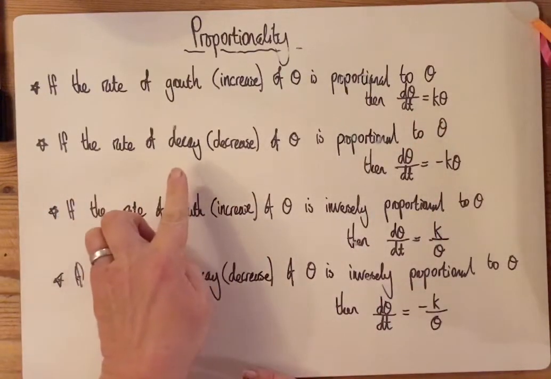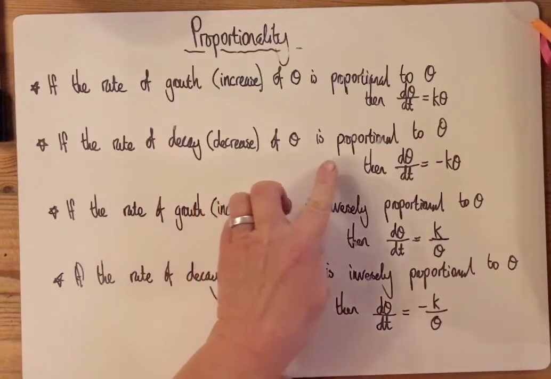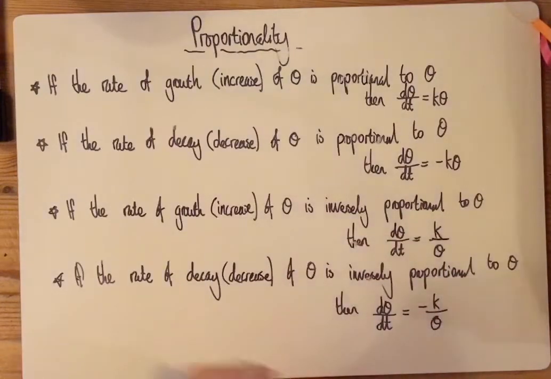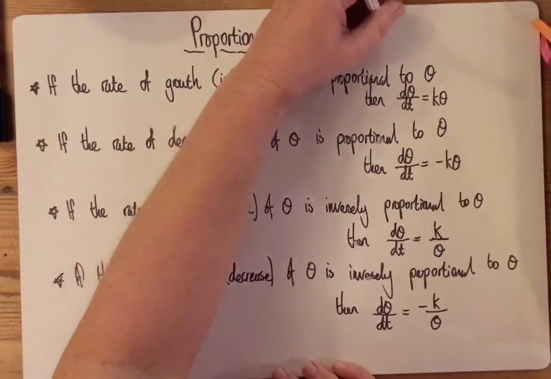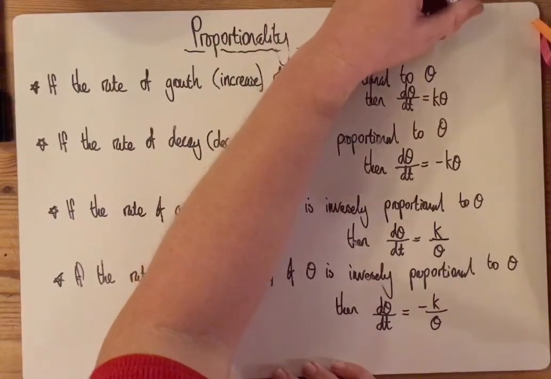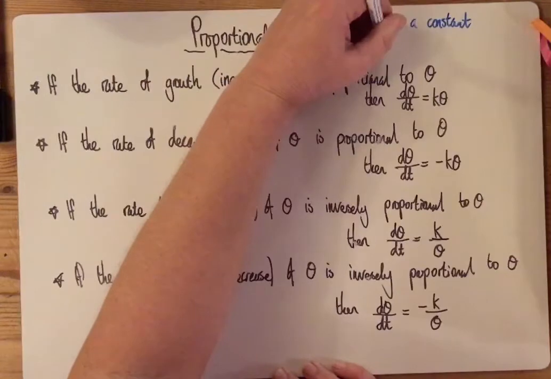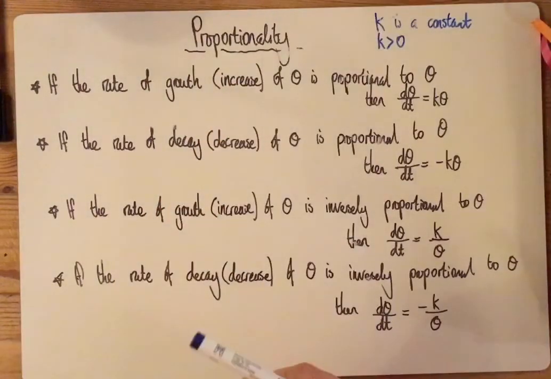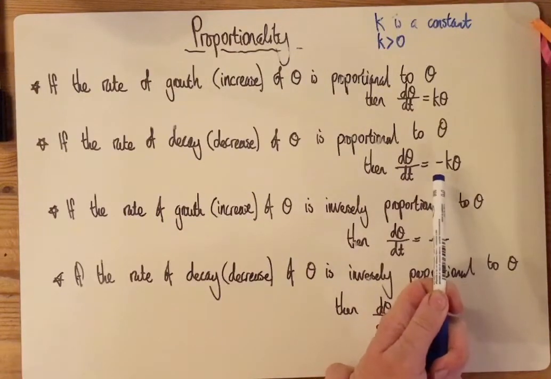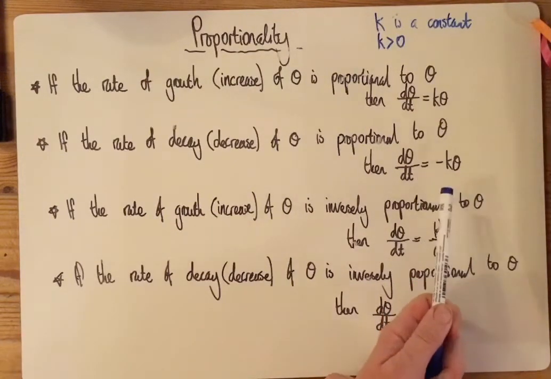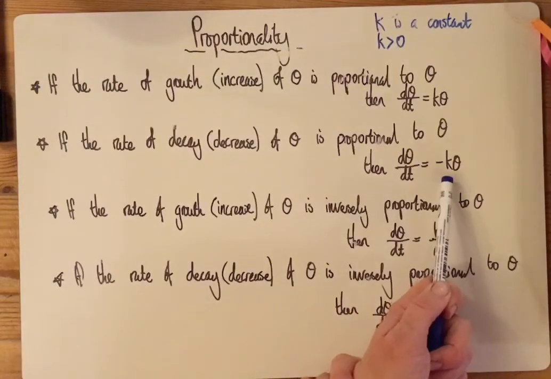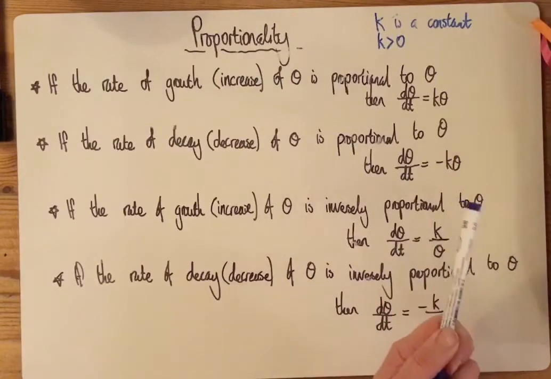If the rate of decrease of theta is proportional to theta, then d theta by dt is minus k theta. So k is a constant, and we take k to be bigger than 0. And so if you get a negative here, you know that it's a rate of decay and not a rate of increase, because k is positive. If k could be negative, then you won't know whether the overall sign is positive or negative.